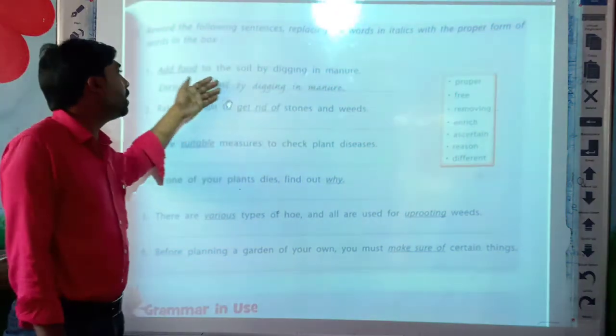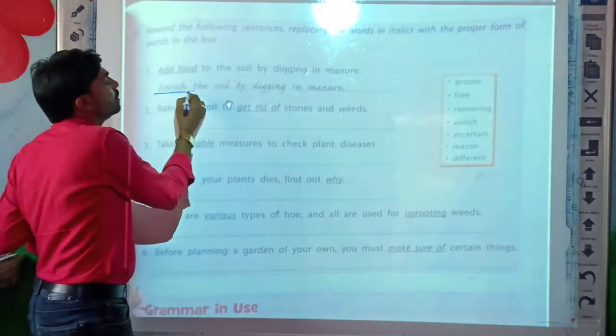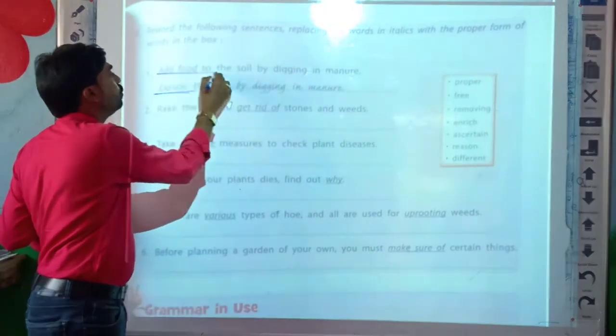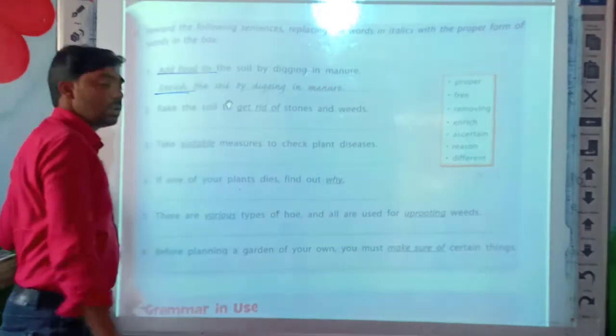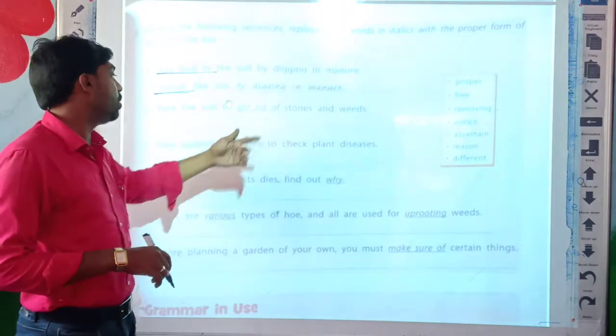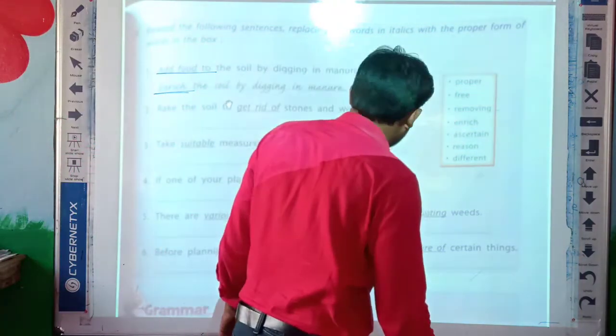So what is meant by to add food? It is given here: enrich the soil by digging in manure. So add food to, its meaning is here enrich. In this way we will find out the answer. Get rid of, suitable. Okay, so again let's see the answers.